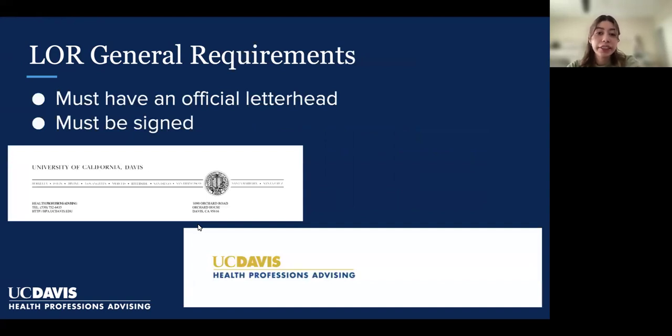Requirements for your letter of recommendation. For your requirements, the letterhead: it must have an official letterhead. I did include two pictures here of a few examples that we have used. I think the one on the top is outdated, and we use the one on the bottom for HPA.